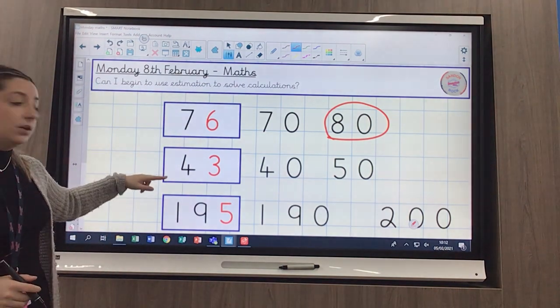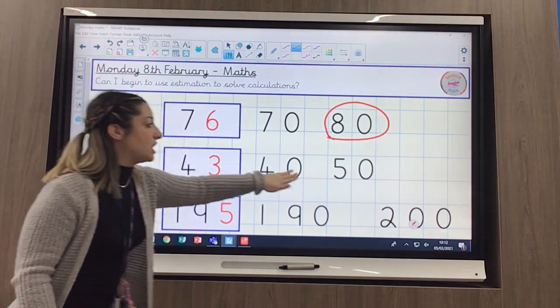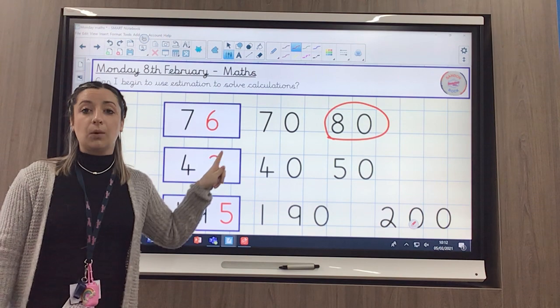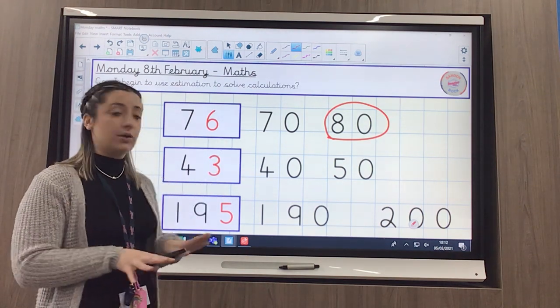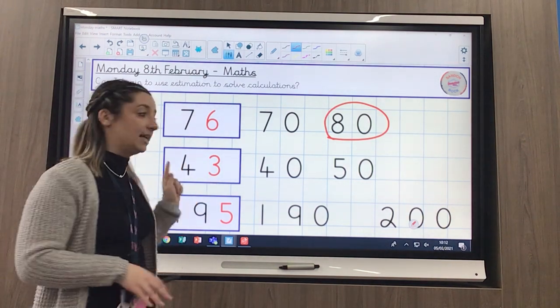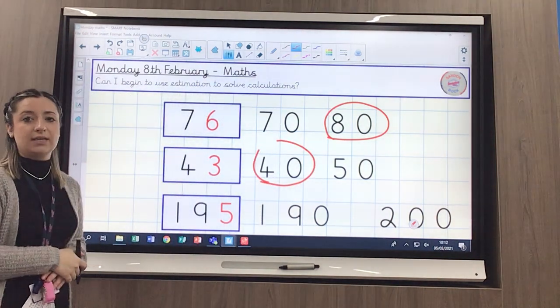Let's move on to the second one. So we've got 43. Am I rounding it up to 50 or am I remaining at my 10 at 40? So first of all, we look at the ones column. 0 to 4, we slide to the floor, and it is 0 to 4. So we are remaining at 40. So my answer for this is going to be 40.